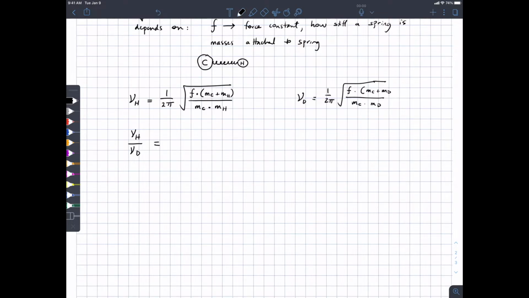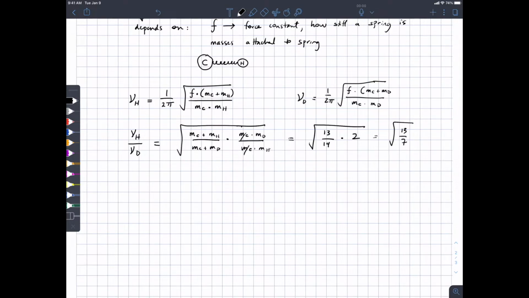Okay, so if we do that, we have over here mass of carbon plus mass of hydrogen divided by mass of carbon plus mass of deuterium, and then mass of carbon times mass of deuterium divided by mass of carbon times mass of hydrogen. All right. Mass of carbon cancels out. We end up with a fraction that looks something like this. 13 divided by 14 times 2. Okay? And the actual identity of that fraction isn't necessarily important.